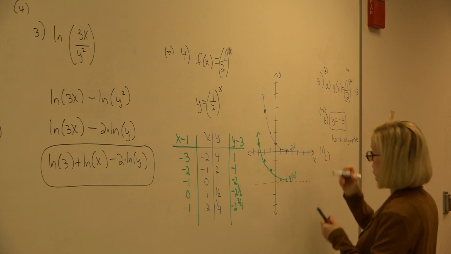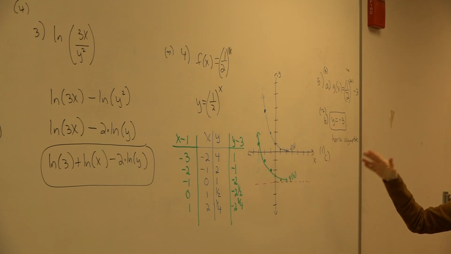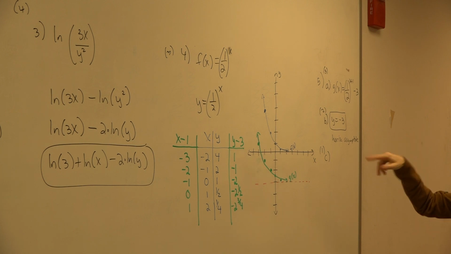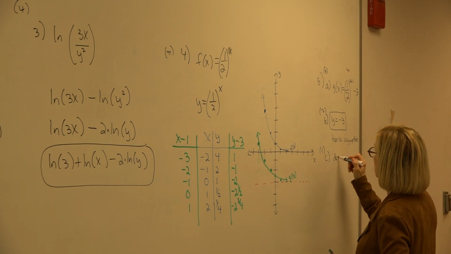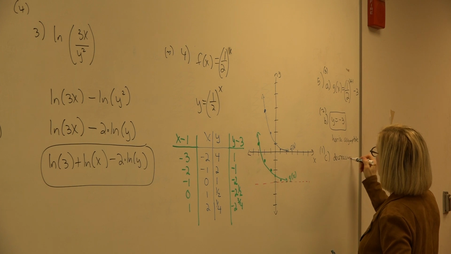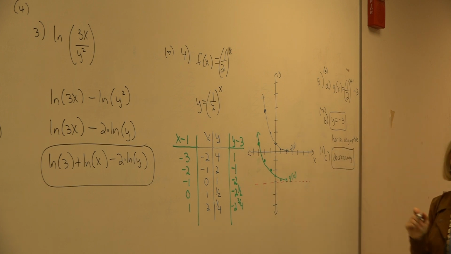Increasing, this is worth 1 point. The green function, as you read it from left to right, is it increasing or decreasing? Decreasing. Decreasing, right, going down. And that's because my base is between 0 and 1, which makes it a decreasing function.